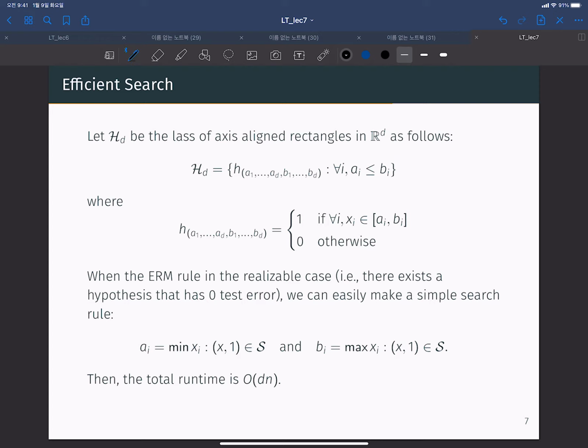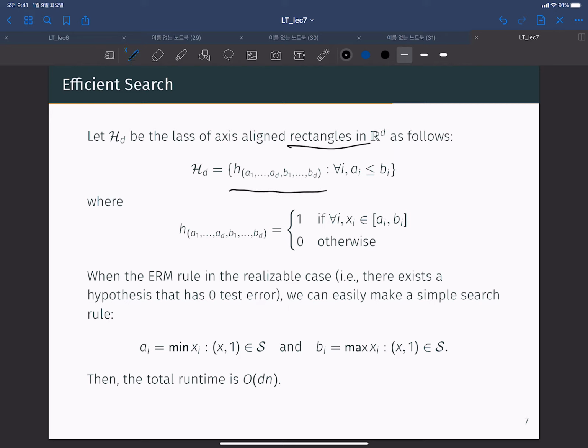Okay, so let's consider a very simple scenario, because usually this is a very difficult topic to explain and to understand. So for this class, I want to use a very simple example. The first one is the rectangle hypothesis class. We can define a rectangle hypothesis in d-dimensional real space using this notation.